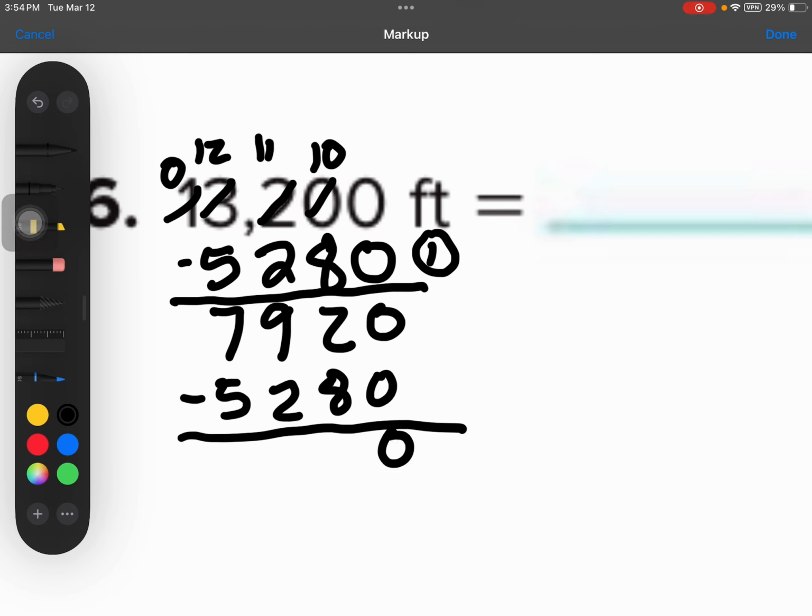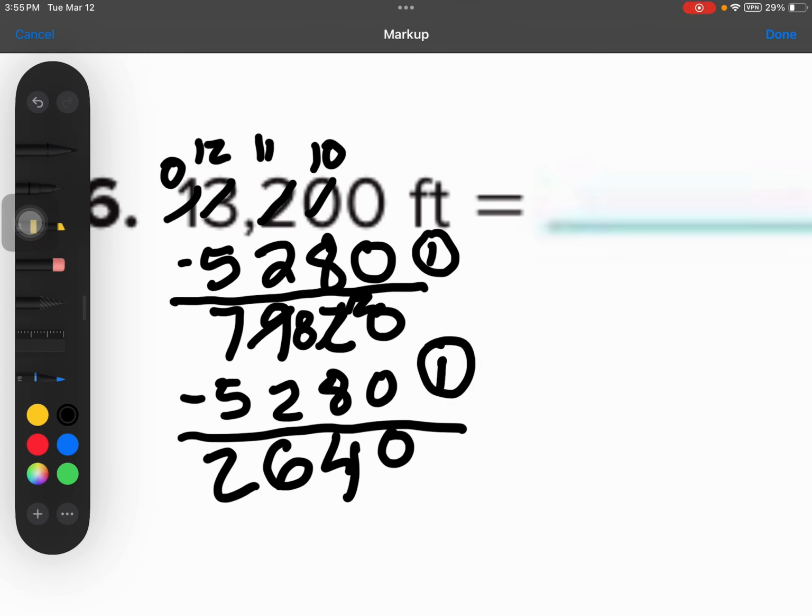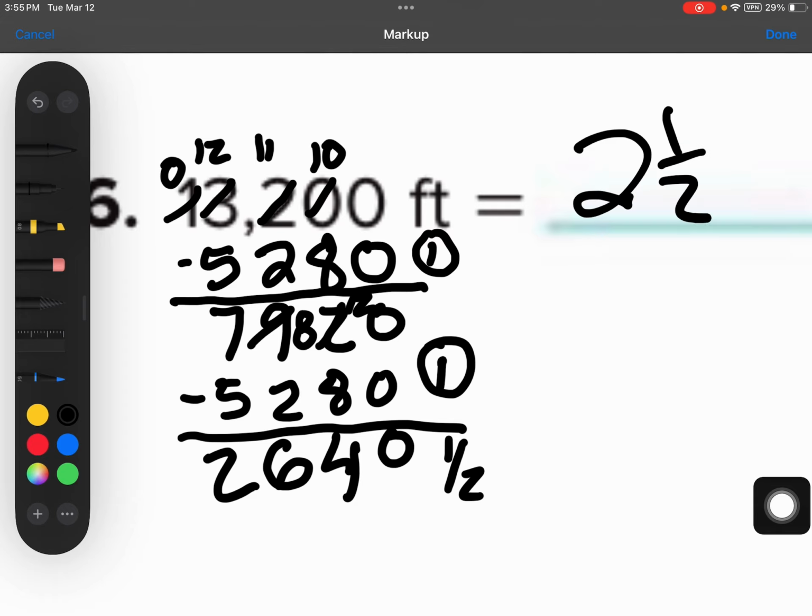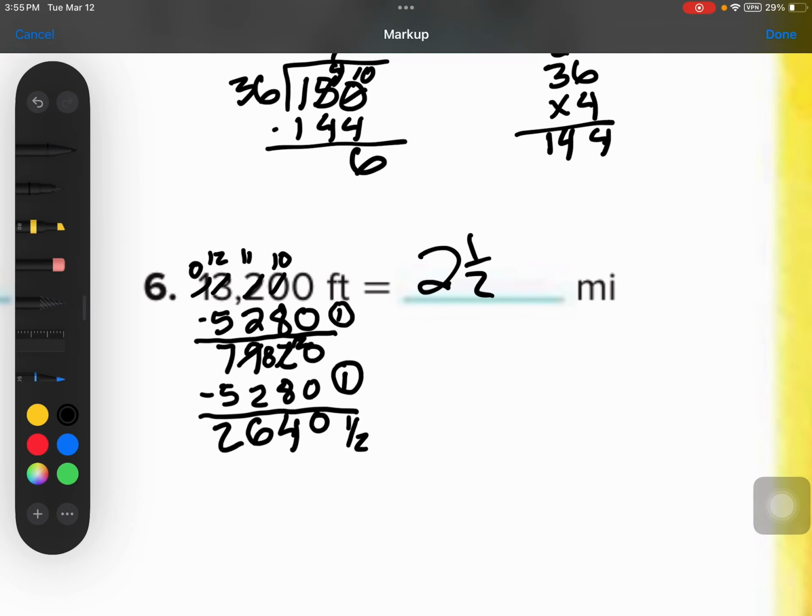Now I cannot take 8 from 2, so I have to borrow, turn this into an 8, this into a 12. 8, 9, 10, 11, 12 is 4. 8 minus 2 is 6. 7 minus 5 is 2. There's another mile. And we know from our previous experience, this is a half a mile. So we have 2 and 1/2 miles. Number 6, 13,200 feet would be 2.5 miles, or you could also write it like this, 2 1/2, your decision.